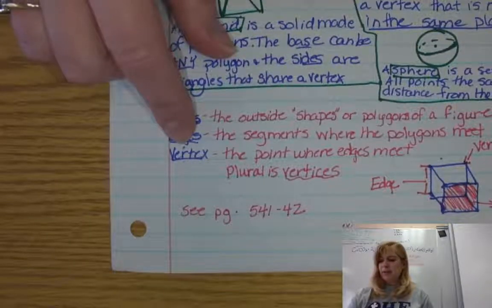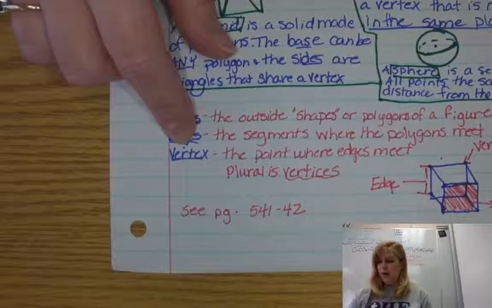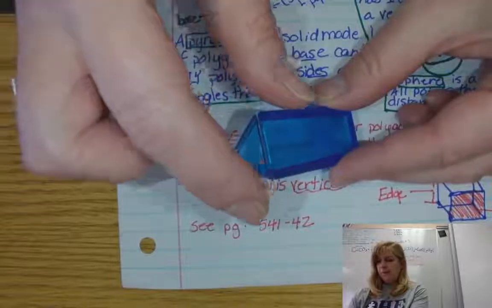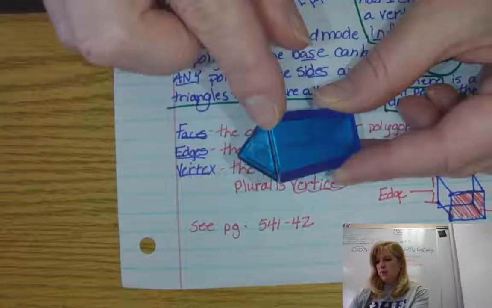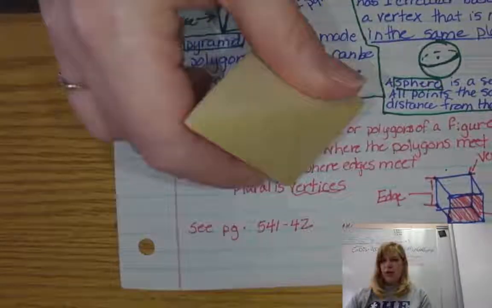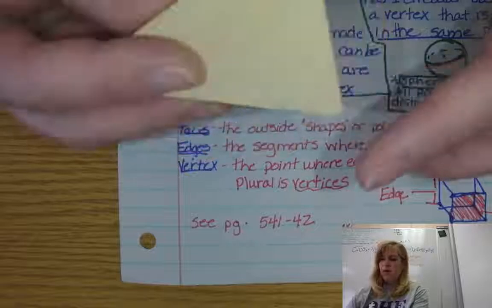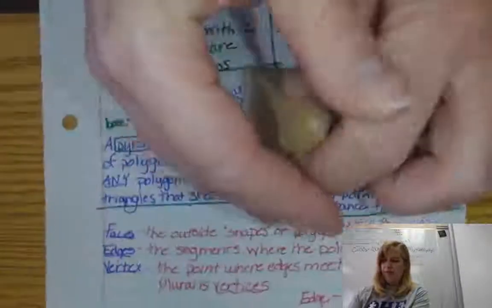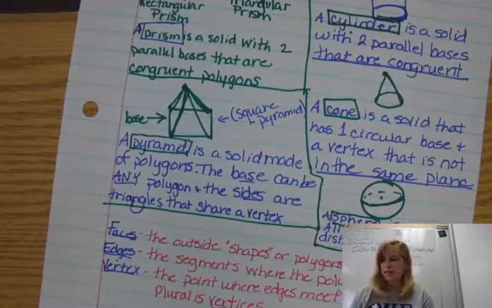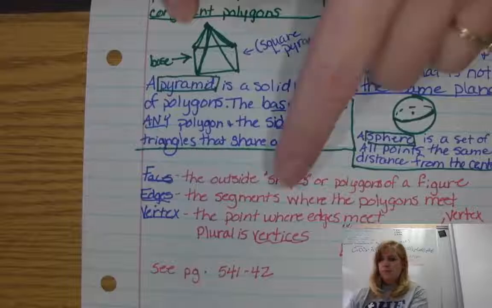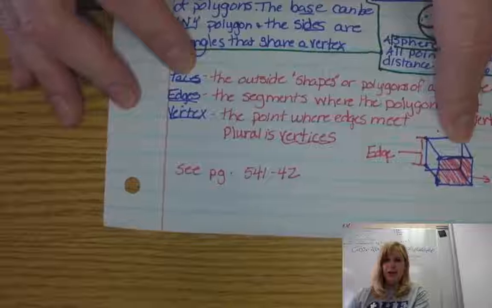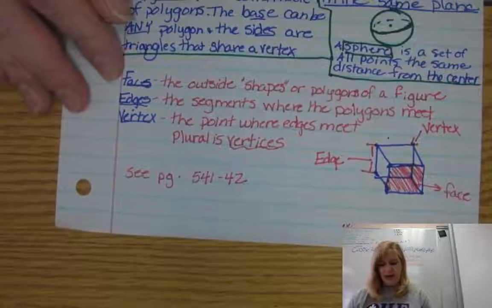Finally, we have the vertex, and that's the point where those faces meet, where those edges go to a point. So this is a vertex, 1, 2, 3, 4, 5, 6. They're all the sharp edges. If we look at the triangular pyramid, we have 1, 2, 3, 4, and then 5 vertices, and we spell that vertices. Okay, so I drew a little picture, which is down here. If you want to draw that picture, you certainly can.